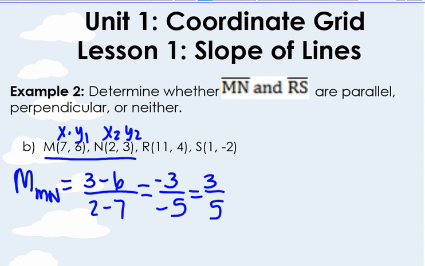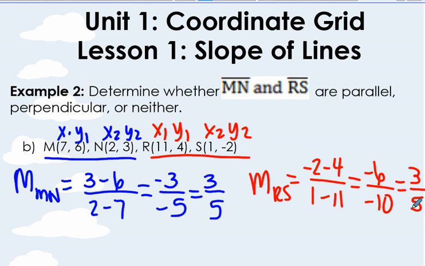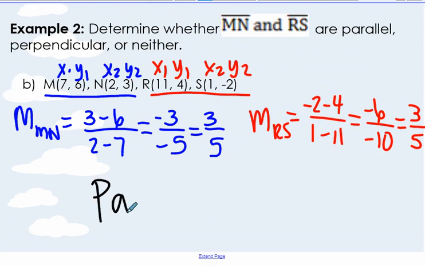Our second one there, x1, y1, x2, y2. So the slope of R S equals negative 2 minus 4 over 1 minus 11. So negative 2 minus 4 is going to give us negative 6 over 1 minus 11, which is negative 10. And if we simplify that, we get 3/5, because a negative divided by a negative is positive, and they can both be divided by 2. So that means these lines are parallel because their slopes are the same.